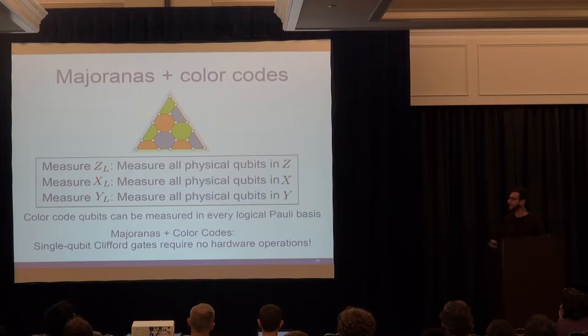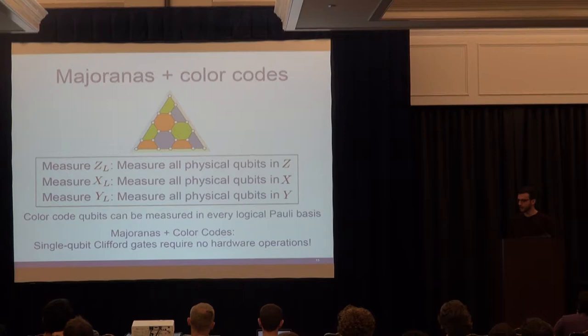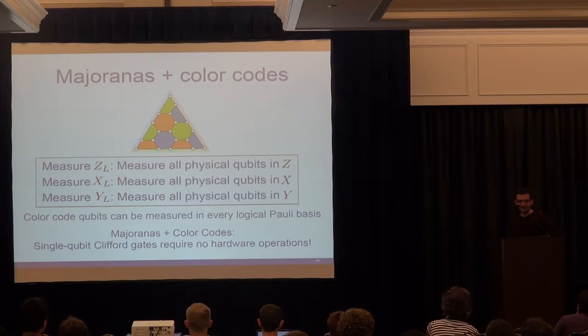So what this means is that if you combine Majoranas with color codes, you can measure a logical qubit in every logical Pauli basis without ever performing any preceding gate operations. Feel free to be a bit underwhelmed by that, but since the only gates that braiding of Majoranas provides are Clifford gates, this is probably as much as you can do.